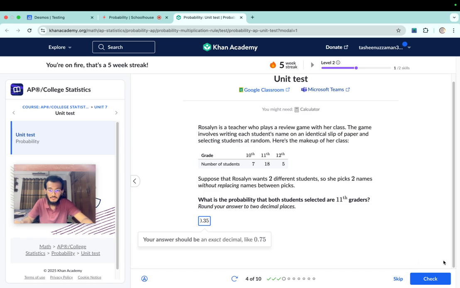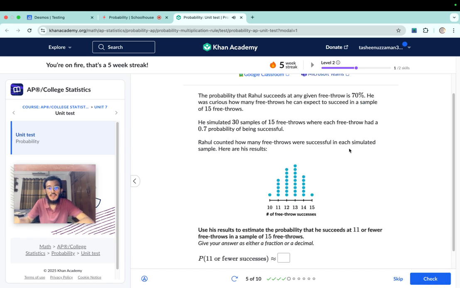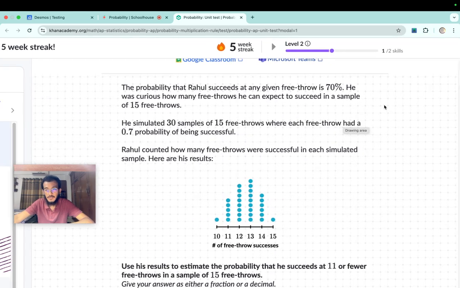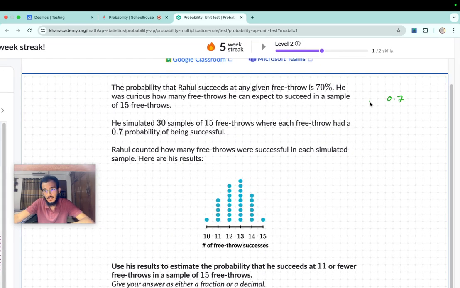0.35. Yep. All right. The probability that Rahul succeeds at any given free throw is 70%. So 70% is 0.7 probability. He was curious how many free throws he can expect to succeed in a sample of 15 free throws.